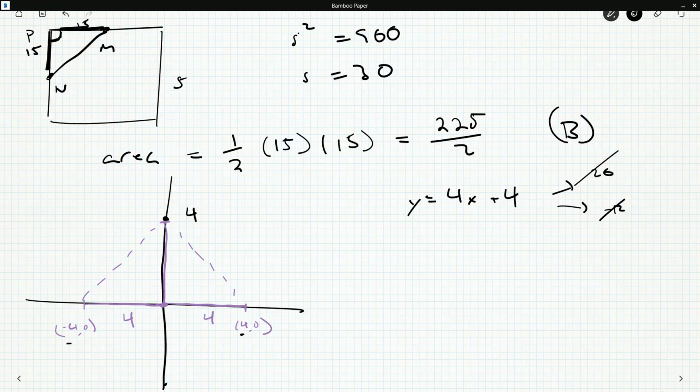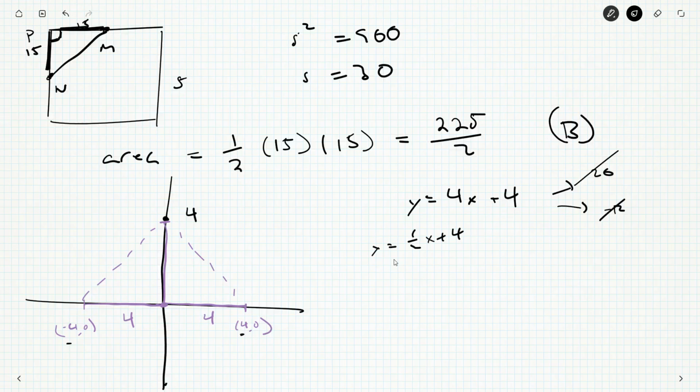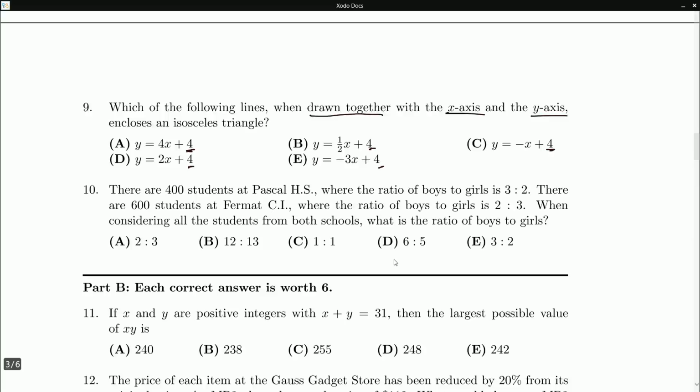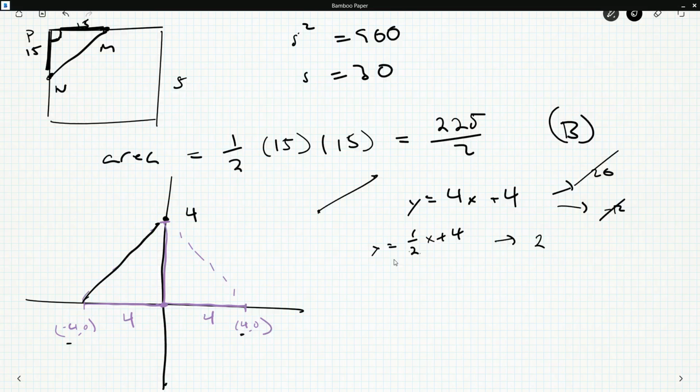B, 1/2 x plus 4. Now I can narrow down my search a little bit because the slope here is positive. It's 1/2. So I'm moving from the bottom left to the top right. So I would be specifically looking at this triangle here. So I really just need to plug in negative 4. And if I plug in negative 4, I'll get negative 2 plus 4, and that's going to go to 2. Y isn't 0, so I don't get the x-intercept I crave. So B is not the right answer. So A, B. How about C, negative x plus 4?